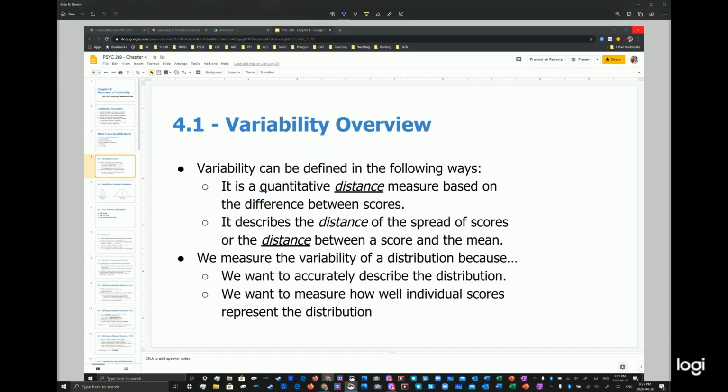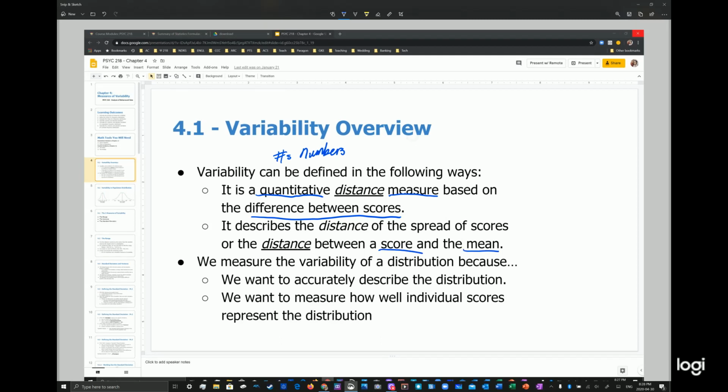It's a quantitative distance measure. We are measuring distance between scores. So a more formal way of saying it, quantitative deals with numbers. I'll just write actual numbers here because we're measuring them. Difference between scores. Done. It also describes the distance of the spread of scores between a score and the mean.